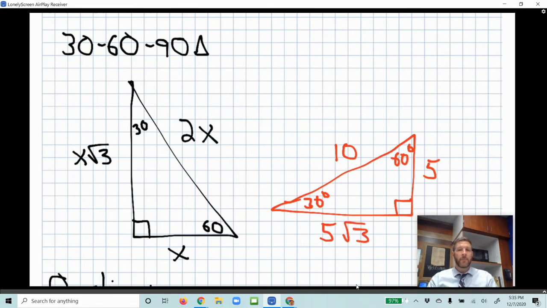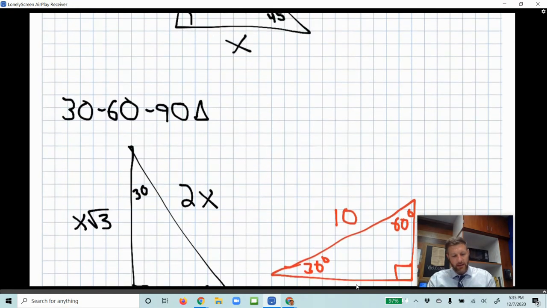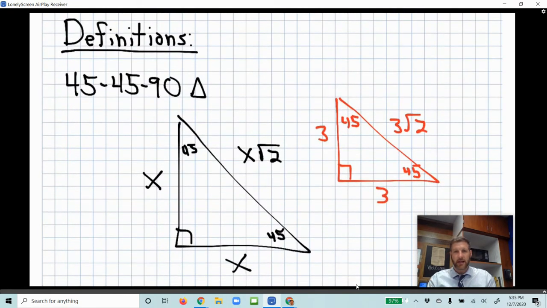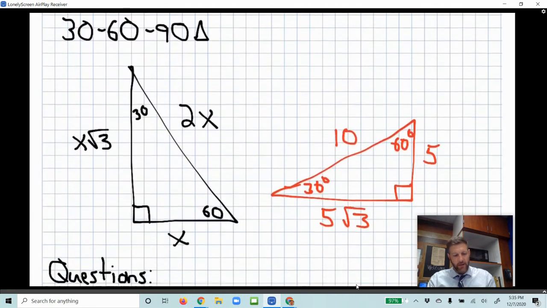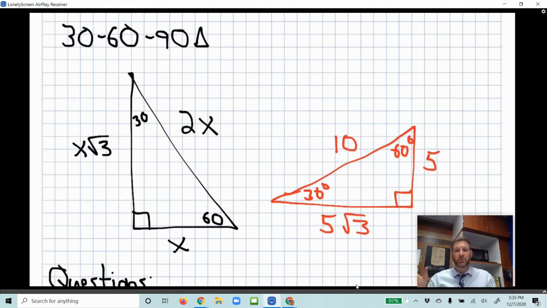Okay? And so, same idea, but you're going to want to memorize both of these: x, x, and x square root 2 for 45, 45, 90. And for 30, 60, 90, you've got the short leg as x, your hypotenuse is twice as long, and your long leg is x square root 3. Okay? So let's go ahead and move on to the questions and apply some of this.